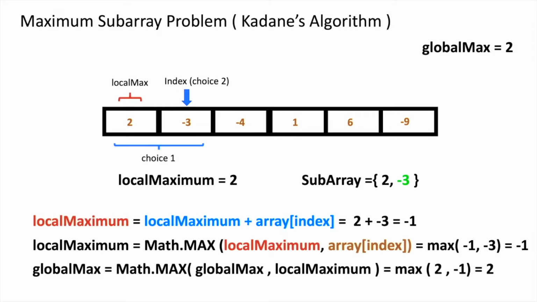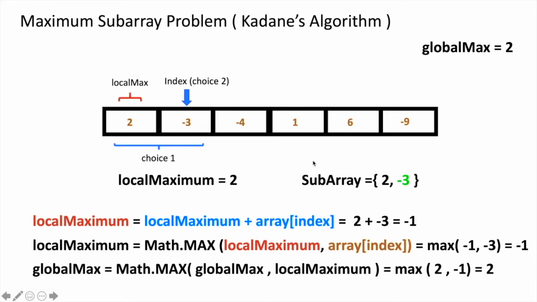Now we are at the second element of our iteration, that is the element minus 3. Now over here, to find out the maximum summation value, we have two choices. Number one, we can add this new number to the previous subarray, that is with the 2, to form a new subarray like 2, minus 3. Otherwise we can create another subarray with only the element minus 3, but that depends on the summation value. So let's see how we will do it.